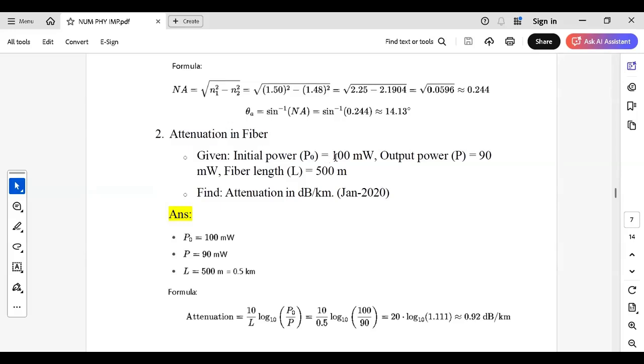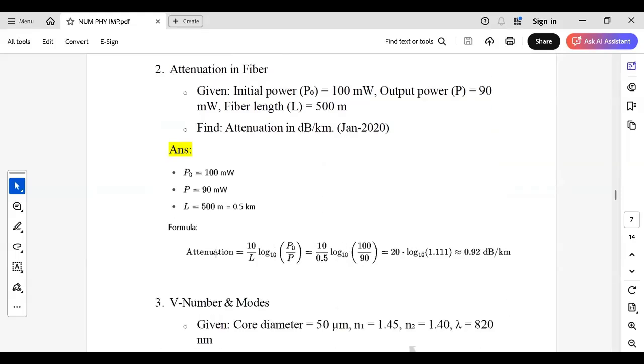Initial power P0 is equal to 100 milliwatt. Output power 90 milliwatt. Fiber length L is equal to 500 meters. Okay, attenuation in dB per kilometers. Note the point. So attenuation is equal to 10 divided by L, log of P0 by P base 10. So substituting all these values, you will get 0.92 dB per kilometers, right? Since P0 is given, P is given, L is given.